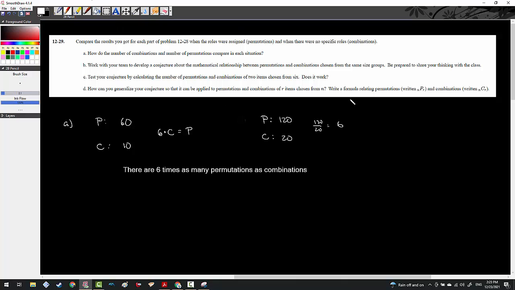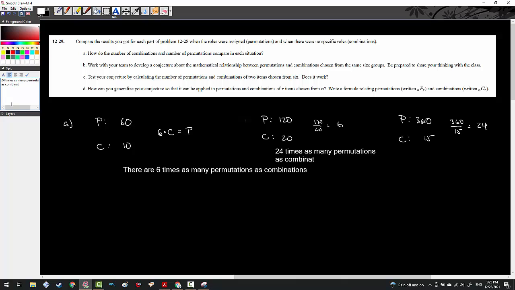In the next situation, the permutation was 360 and the combination was 15. So if I do 360 divided by 15, I get 24. So in this case, there are 24 times as many permutations as combinations.